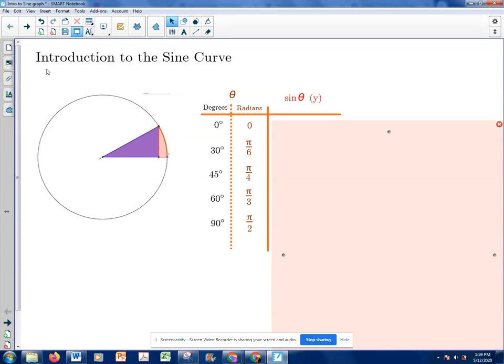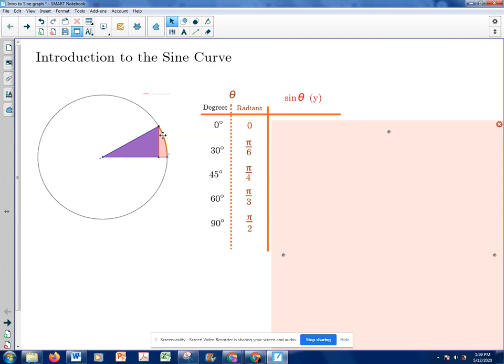Okay, we're going to try introduction to the sine curve now. So now we're going to go ahead and try to take this concept. Remember, sine is the y value of the point on the unit circle. This is the unit circle. There's the positive x-axis. The theta measures the angle, and I've got degrees and radians, although I want you to get used to the radians.